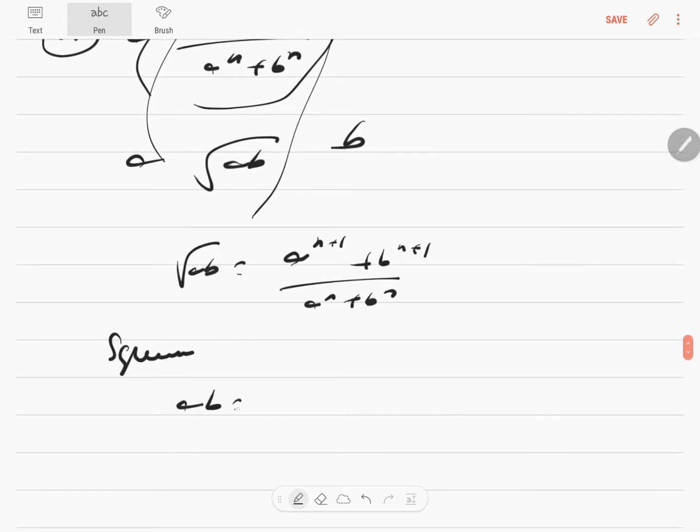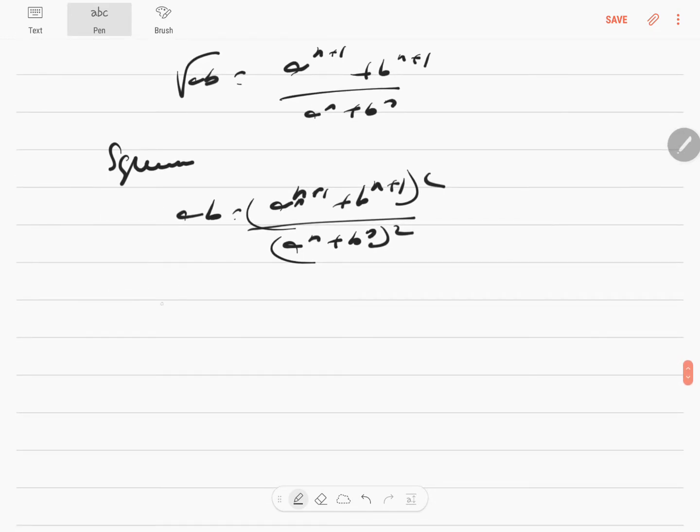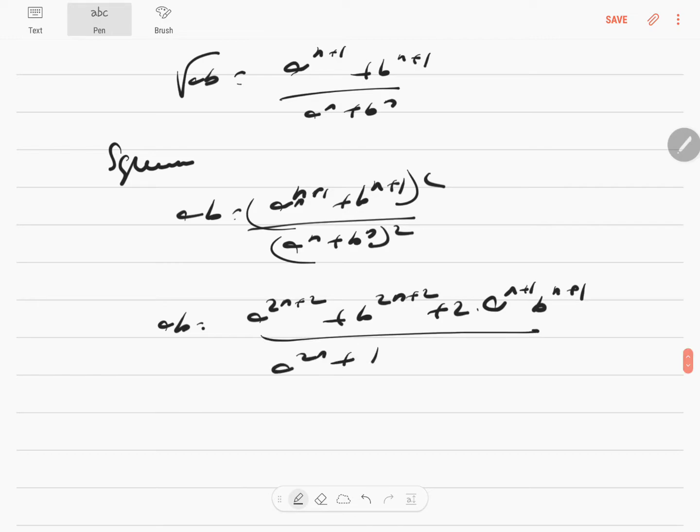So ab is equal to a to the power n plus 1 plus b to the power n plus 1 the whole square by a to the power n plus b to the power n the whole square. So this is ab is equal to a to the power 2n plus 2 plus b to the power 2n plus 2 plus 2 times a to the power n plus 1 into b to the power n plus 1 by a to the power 2n plus b to the power 2n plus 2 times a to the power n b to the power n. Now I am going to cross multiply these two.